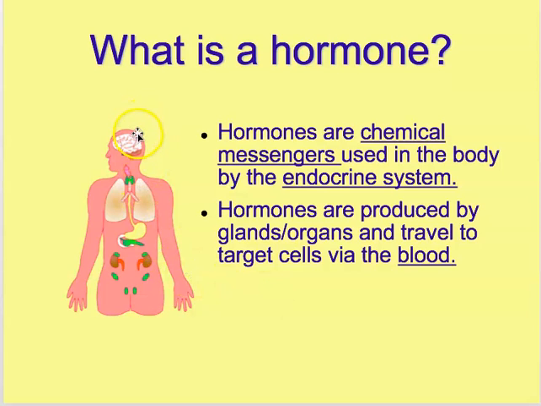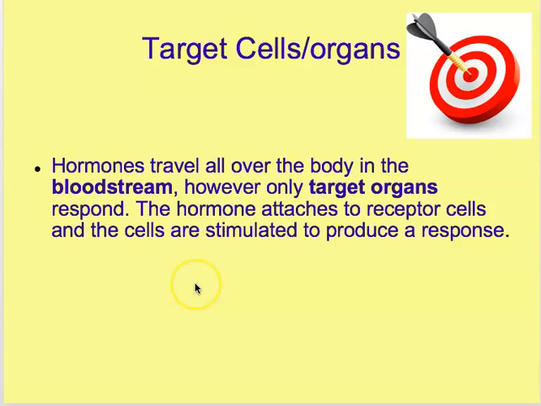So you may have a hormone that is released in the brain. Okay, look where my cursor is now. That has to travel all the way to, for example, the reproductive system. Okay, so please make sure you know that hormone is a chemical messenger. So in summary, hormones travel all over the body in the bloodstream, however, only target organs respond. So for example, when insulin is made by the pancreas, it's not every single organ in the body that will respond to that. The target organ of insulin is the liver, which you'll find out about next lesson.